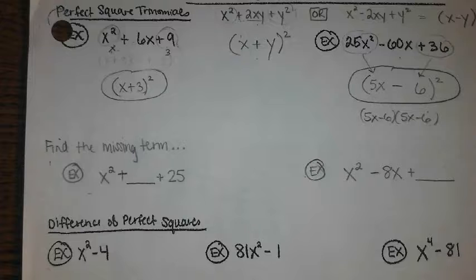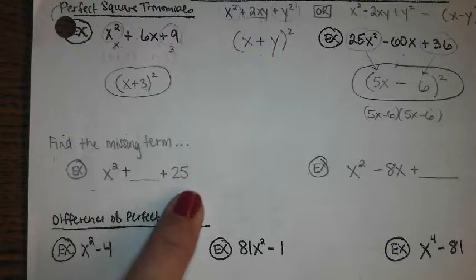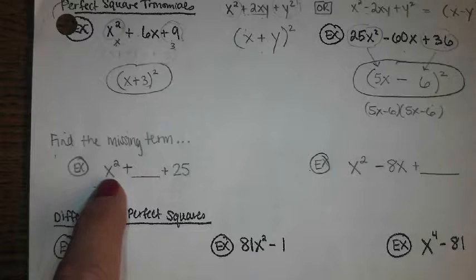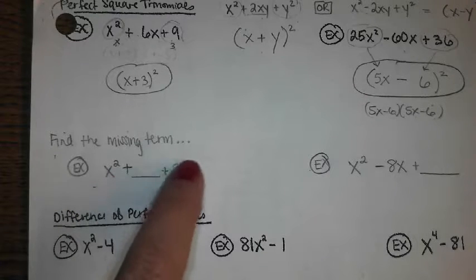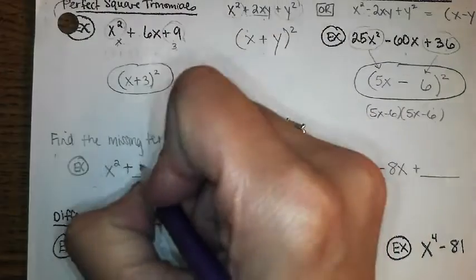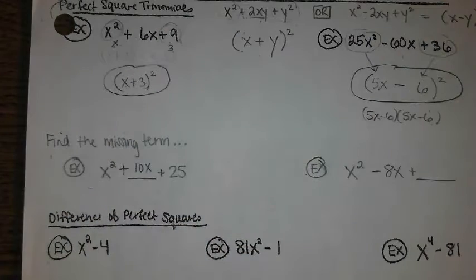Grace, what do you think? 10x. Does anyone think anything different? Cameron, how did you get 10x? Well, you technically find the square root of both, right? The square root of this is x, the square root of that is 5, so 5x, and then you double it, 10x. Technically, this middle term could have been plus 10x or minus 10x.